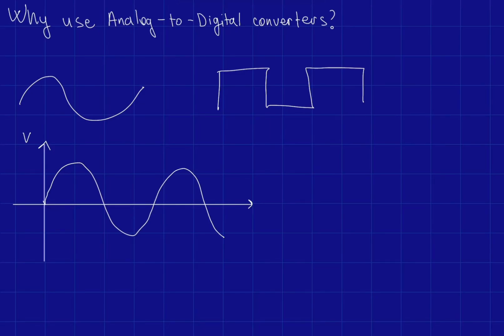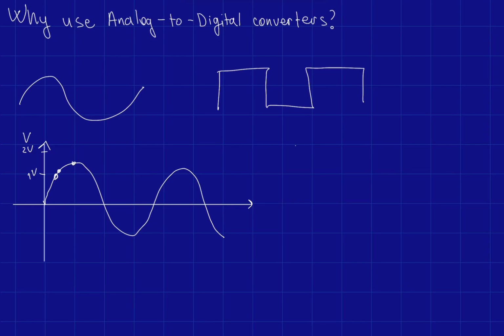Okay, and as you can see, it has infinite values. For example, let's say this is 1 volt, let's say this is 2 volts. So as you can see, it can be 1 volt, or it can be 1.01, or it can be 1.5, or it can be anything in between.